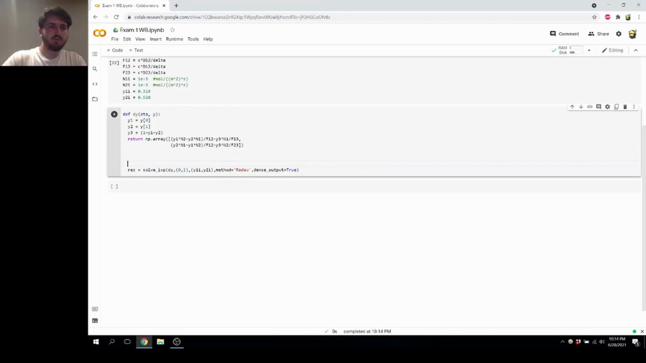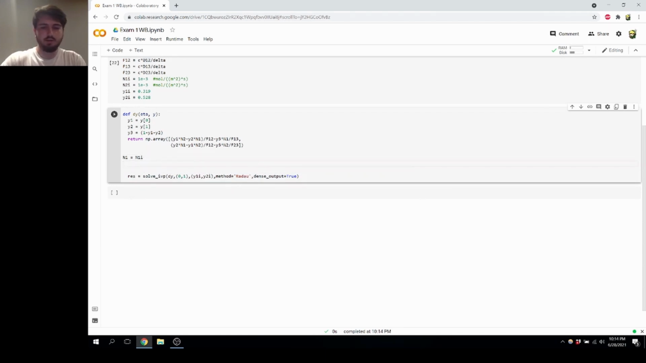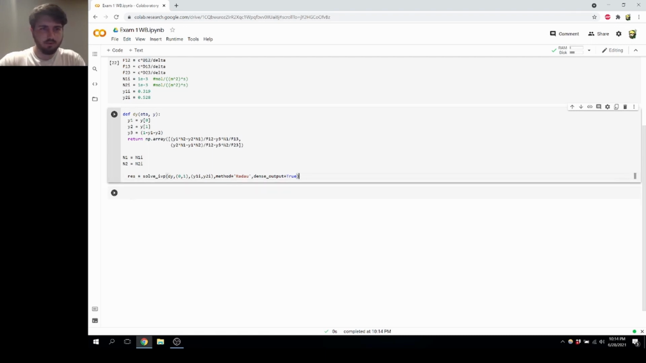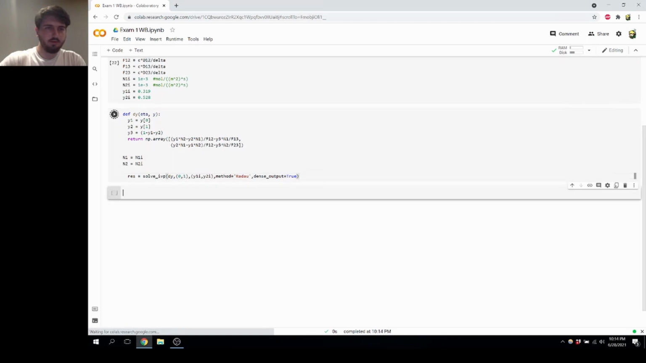For this, we want to define n1i and n2i as just n1 and n2. But we have n1i up here. We're not going to be using those. We're going to be using n1i and n2i. The reason for that is we're actually going to then go ahead and solve down here. Let me go ahead and do that.